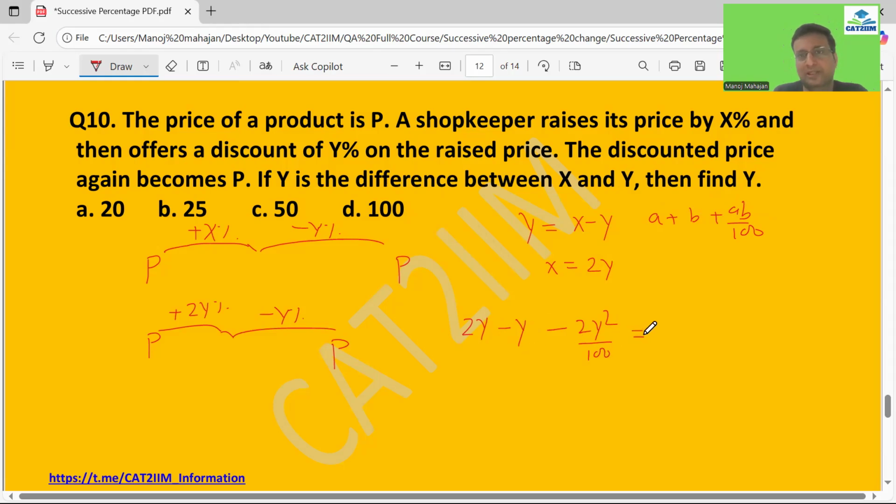So this should be nothing but 0 because the value has remained the same. So 0% change we require. So what do I get? y minus y square by 50 equal to 0. So if you look over here, it's a very simple quadratic. So what I get is 50y minus y square is equal to 0, or we can further write like this. So if I take y common, I get y as 0 or y as 50.